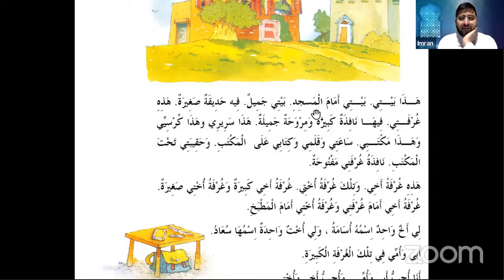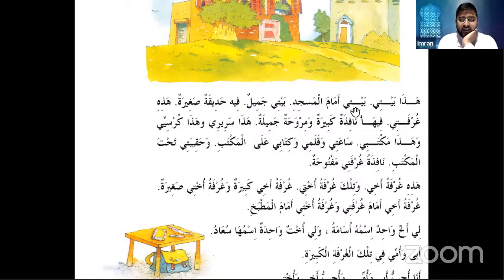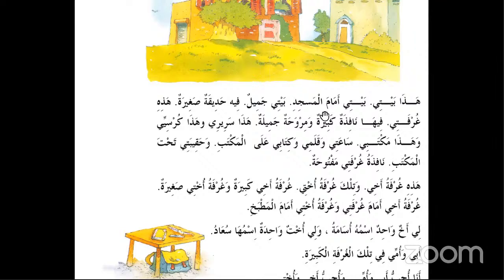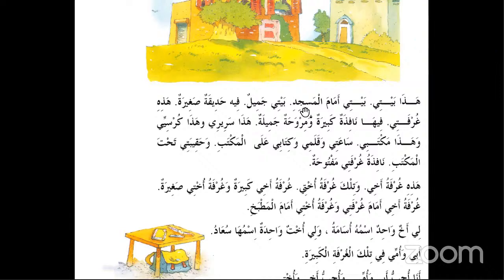In the next example, Baiti Amam al Masjidi. My house is in front of the masjid. Here Baiti, which is mudaf ilay, is coming as the subject. Amam is an adverb which indicates place and time. Al Masjidi is mudaf ilay. So mudaf and mudaf ilay is coming as the predicate, as the khabar. Whenever we have subject and predicate, you always have "is" between the two. So my house is in front of the masjid.